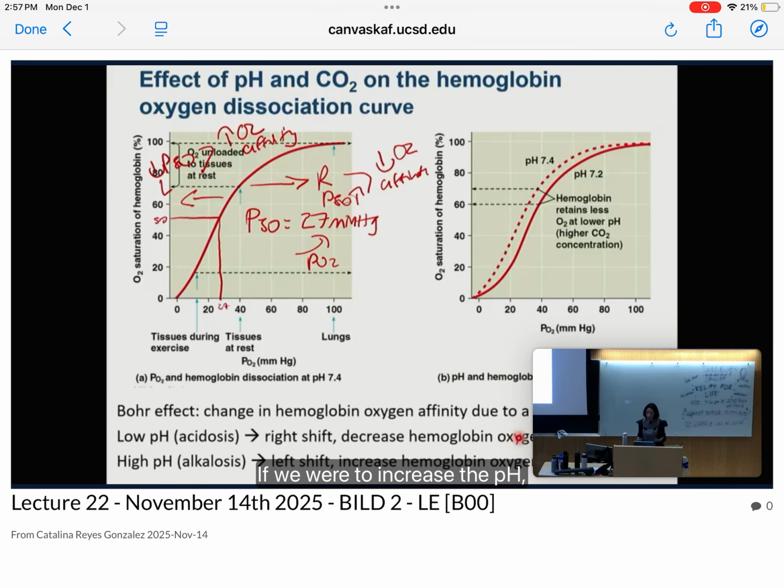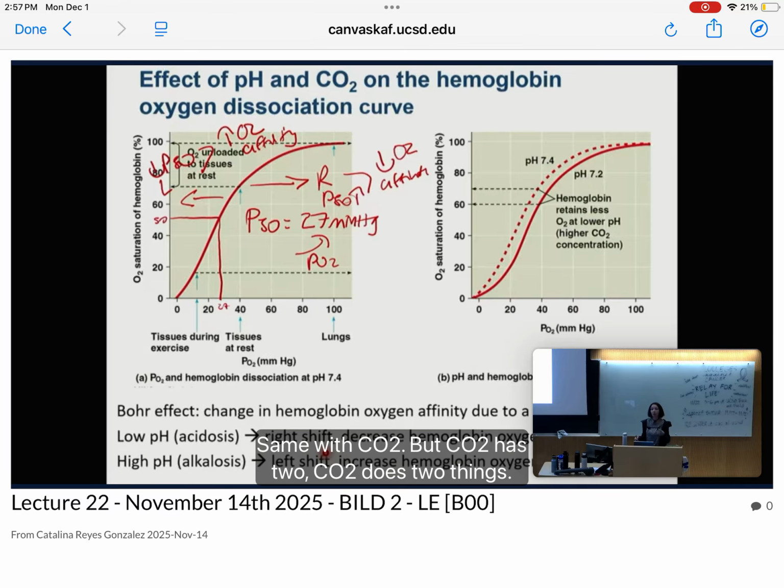If we were to increase the pH, if we move now the pH to 7.8, that's going to cause a left shift. That alkalosis causes the curve to left shift. So you have a lower P50, meaning you need less oxygen to saturate that hemoglobin to 50%. Does that make sense? Everyone?